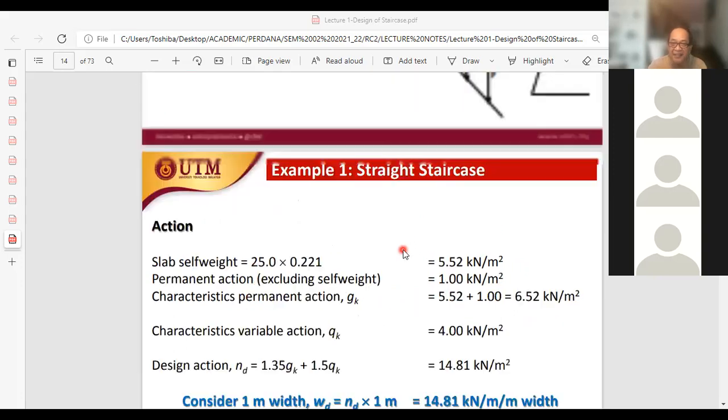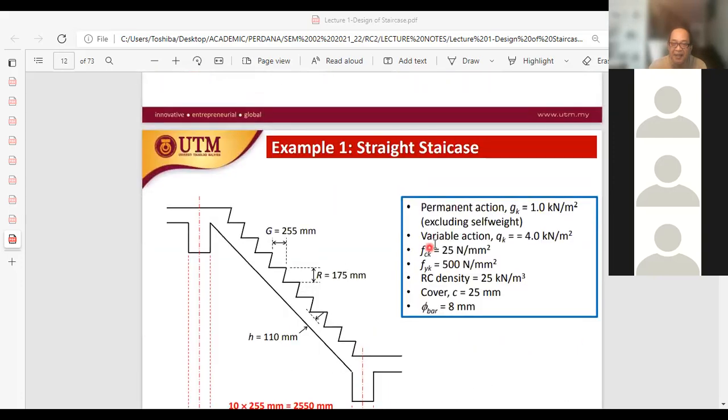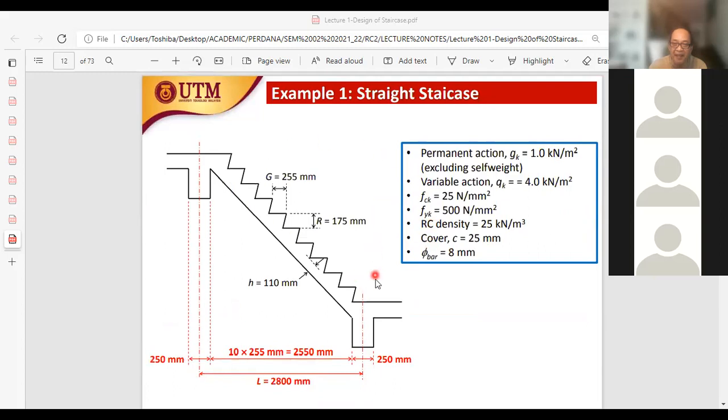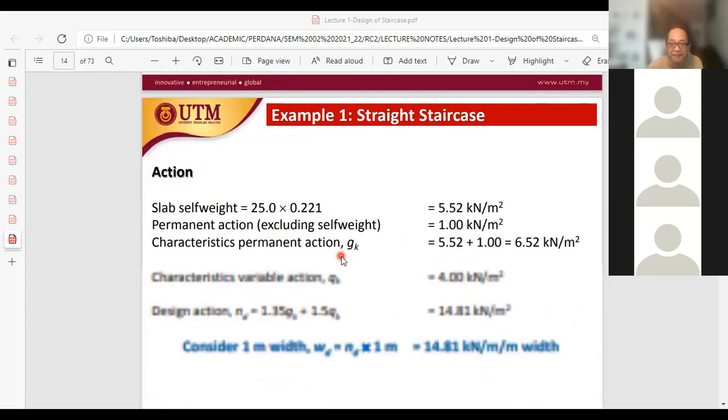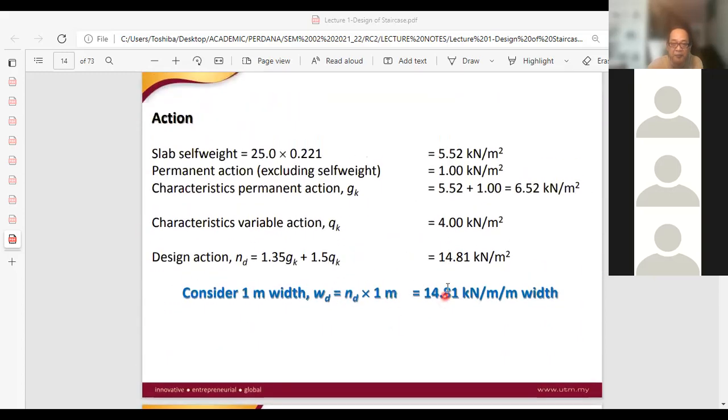Remember, in this problem there is no mention of the width of the staircase. No dimension at all. It's not even mentioned what the width of the staircase is. Is it 2 meters wide? Is it 2.5 meters wide? Is it 3 meters wide? It's not mentioned at all, because we don't need that information. Why? Because we are designing for every 1 meter width of the staircase.